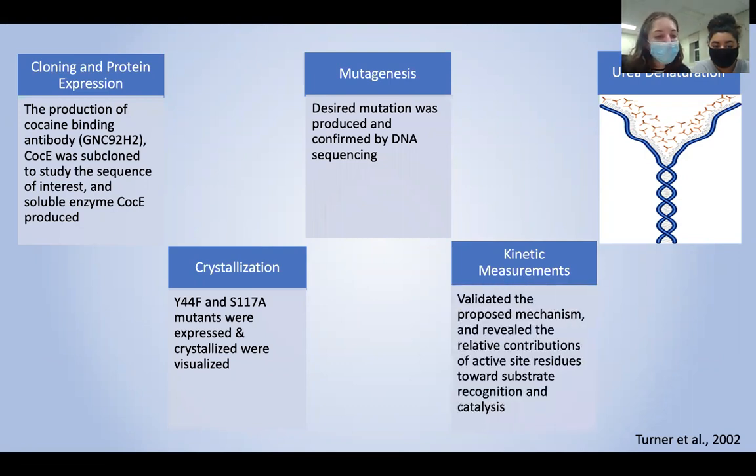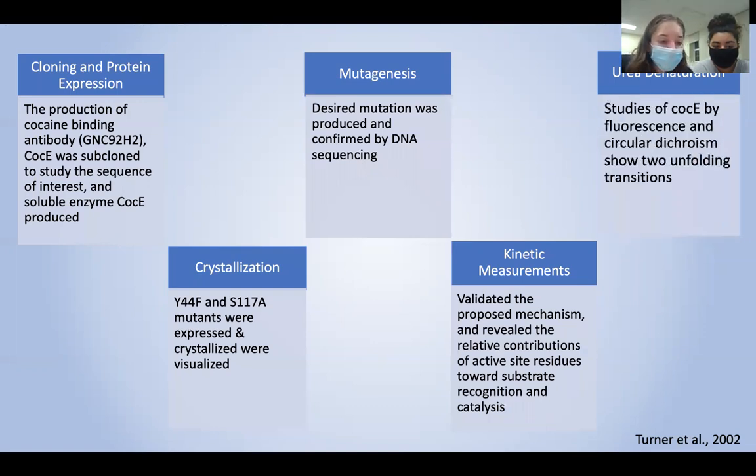Then the kinetic measurements. Wild-type and mutant enzyme concentrations were determined using the Bradford Plus protein assay reagent kit with BSA as a standard. The initial rates, V0, were determined by following the change in absorbance at 240 nanometers in the SpectraMax Plus 384 UV plate reader. Initial rates were fit to the Michaelis-Menten equation, from which the kcat and Km were determined. The kinetic measurements overall validated the proposed mechanism and revealed the relative contributions of active site residues toward substrate recognition and catalysis.